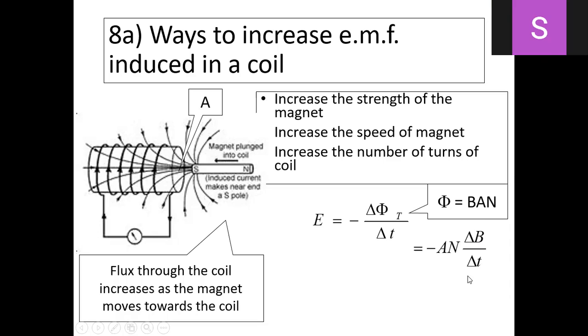B is the magnetic field, right? Magnetic flux density or magnetic field strength. Isn't that N? Yeah, N is the number of turns.